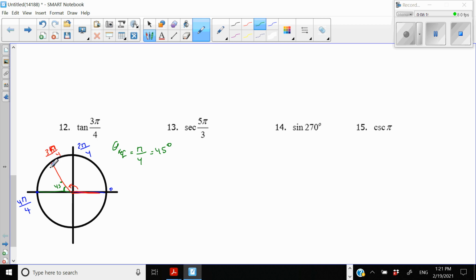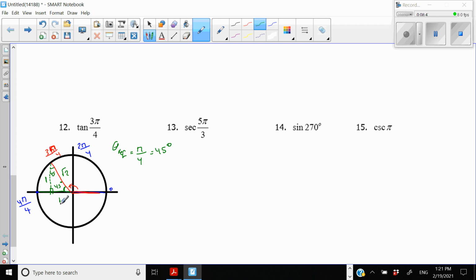Next, I'm going to create my right triangle. Draw a straight line from the terminal side to the x-axis. Now, we have a special right triangle because this is 90, 45. This one will also be 45. We know the ratio of the sides for a 45, 45, 90 triangle. Opposite 45 is 1, opposite this 45 is also 1, and opposite 90 is root 2.